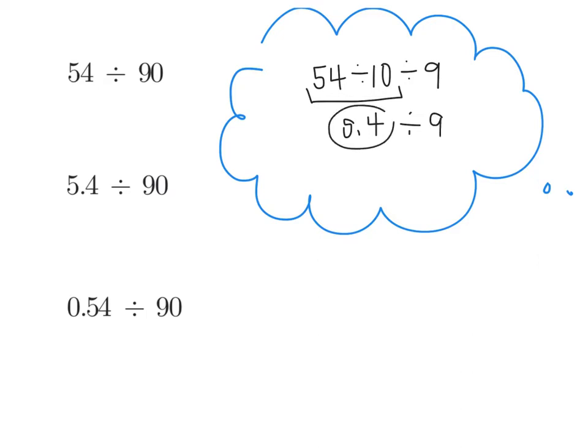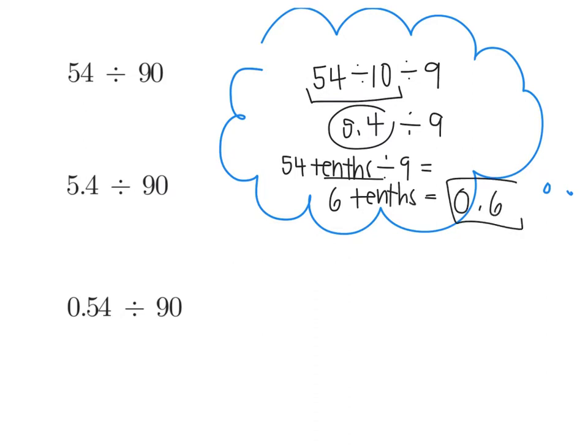Well, how can I rename 5.4 using unit form? I know that this is the same as 54 tenths divided by 9. And that's helpful because I know math facts: 54 divided by 9 is 6, and I'm using the tenths, so it's 6 tenths, or in standard form, 0.6. So I know that this is equal to 0.6, or 6 tenths.